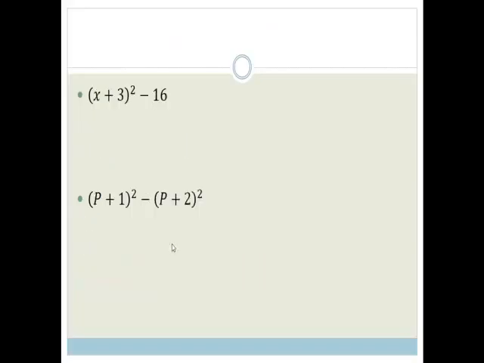Okay, next question. Now we've got x plus 3 squared minus 16. Your first gut reaction would be to multiply out this bracket. I admit it is a gut reaction. But they're asking us to factorize. The first thing we always look for when factorizing is common factors, and no, there are no common factors. The next thing we look for is the difference of two squares. Do you see that this whole bracket is squared? There's a minus sign, and then we've got 16, which is a perfect square as well.